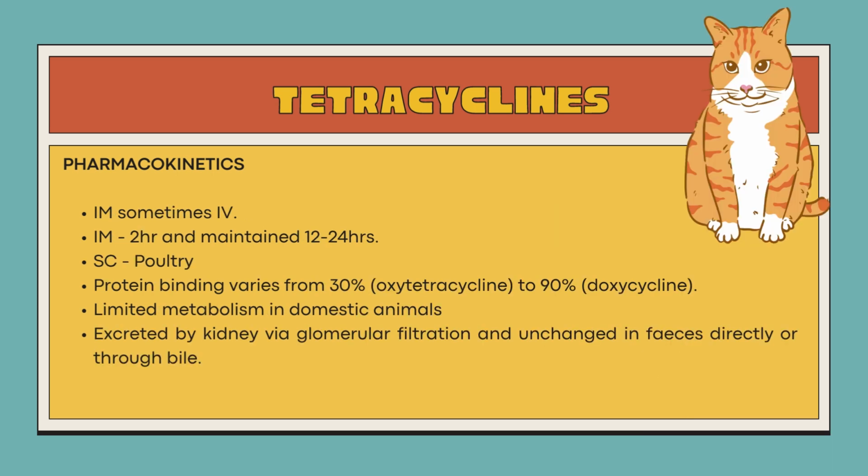In veterinary medicine, especially buffered tetracycline solutions are most commonly administered by intramuscular and sometimes intravenous routes. Intramuscular dosage gives peak blood levels after 2 hours, maintained for 12 to 24 hours. Oily preparations used for subcutaneous administration in poultry should not be administered parenterally to mammals.